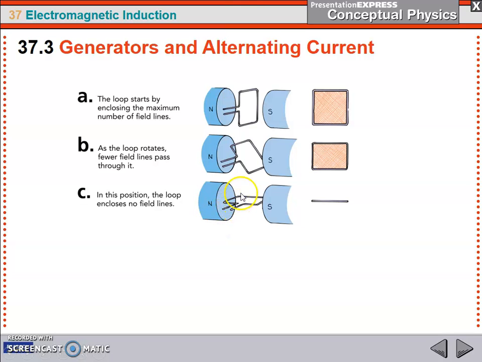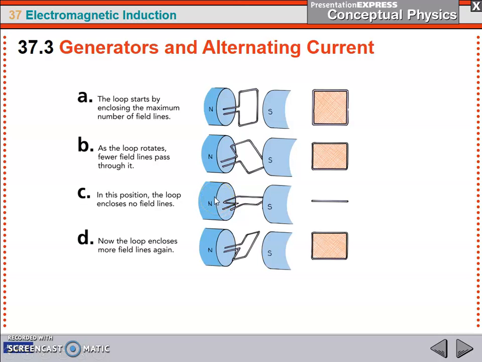Right. All right, for letter C, the piece of wire here is cutting down through the most field lines. This wire is cutting across the most field lines. When the wire's up here, it's cutting across few field lines. So when it's cutting across a bunch of field lines going across here, that's when it's producing its maximum voltage.